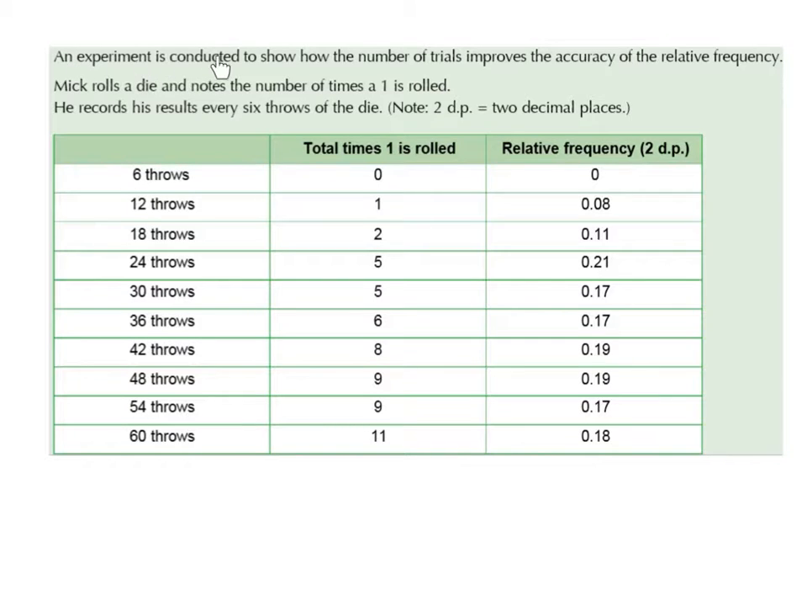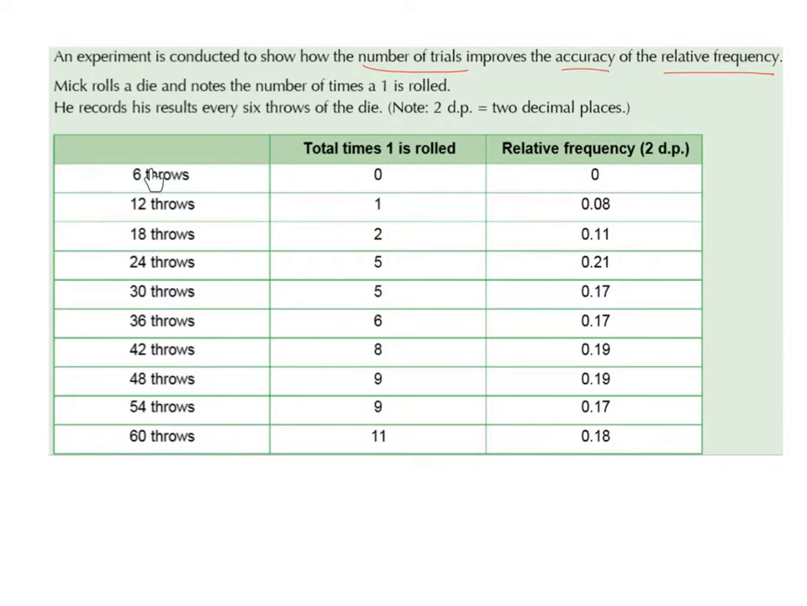An experiment is conducted to show how the number of trials improves the accuracy of the relative frequency. Mick rolls a die and notes the number of times a 1 is rolled, so the number of times he landed on a 1. He records his result every 6 throws of the die. Note 2 dp equals 2 decimal places.